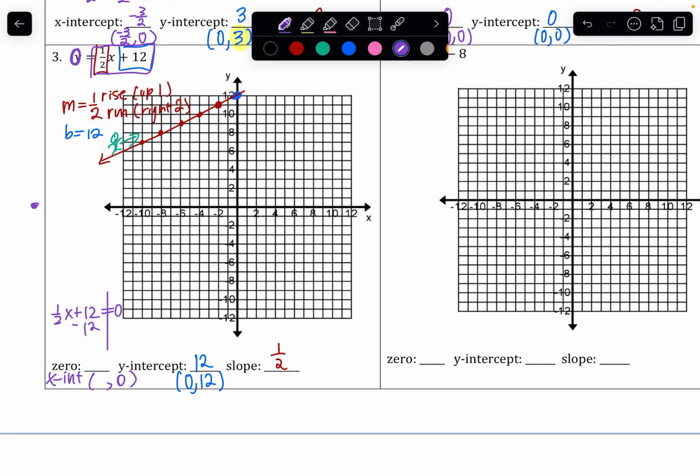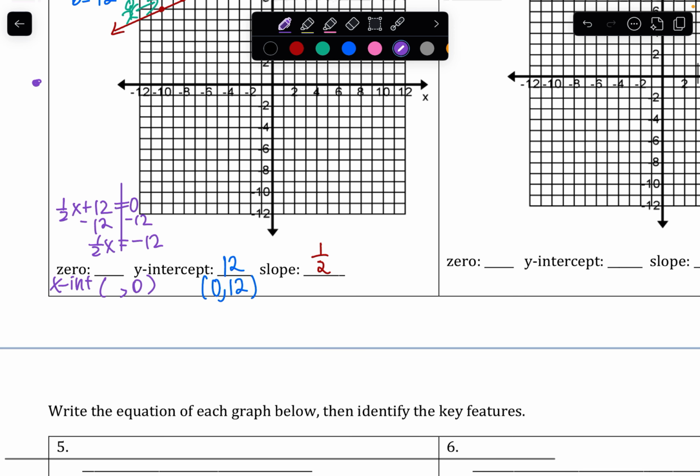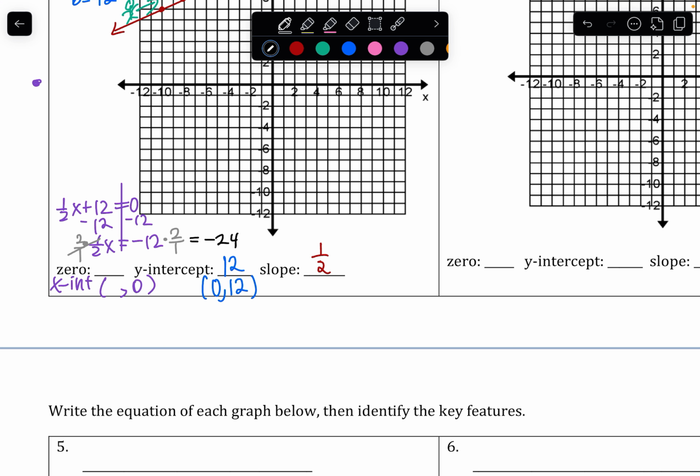First step, subtract the 12. And so now I have 1/2 x equals -12. And then if you remember from unit 1, to get rid of this 1/2, we want to multiply by the reciprocal. Okay, and so when you multiply by the reciprocal, you flip the fraction, and that cancels out the 1/2. So we're multiplying both sides by 2/1, which would give me -24. And that makes sense looking at my graph. We already decided it was going to be very negative, and so negative 24 makes sense.